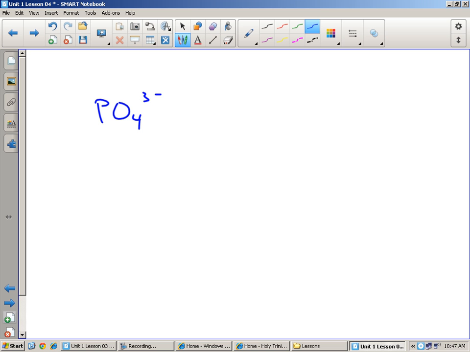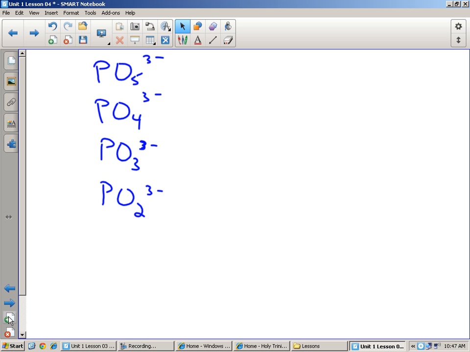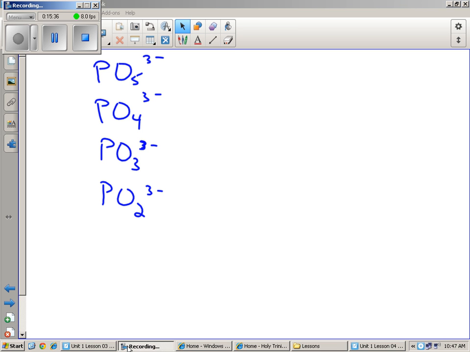PO4 3 minus, PO5 3 minus, PO3 3 minus, and PO2 3 minus. Notice these all have P's. They'll have a different number of oxygens, but the charge is the same, of course. So go ahead and try and find any ones that you can find here on your periodic table. I'll give you a hint. Start looking in the P section.